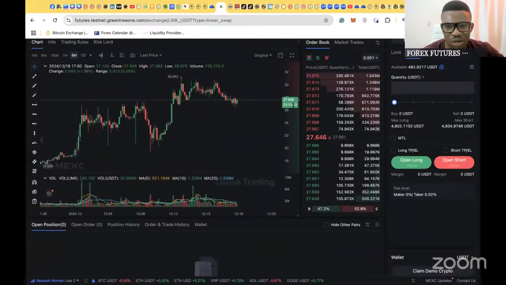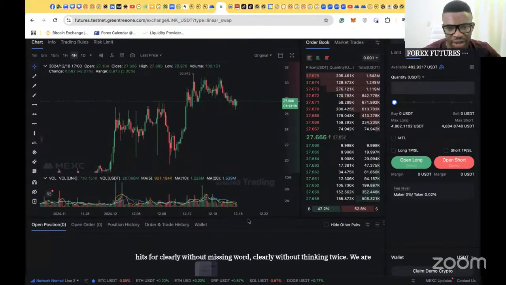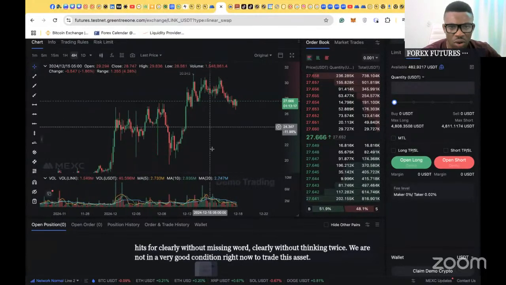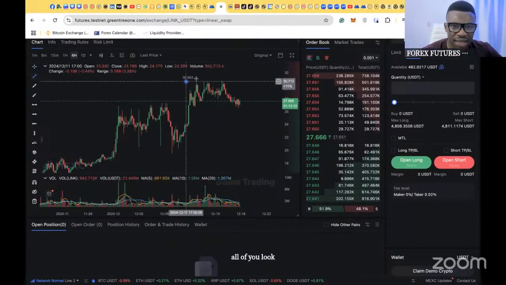H4, clearly without thinking twice, we are not in a very good condition right now to trade this asset. Why am I saying that? All of you look at it and you agree with me that this is the high.